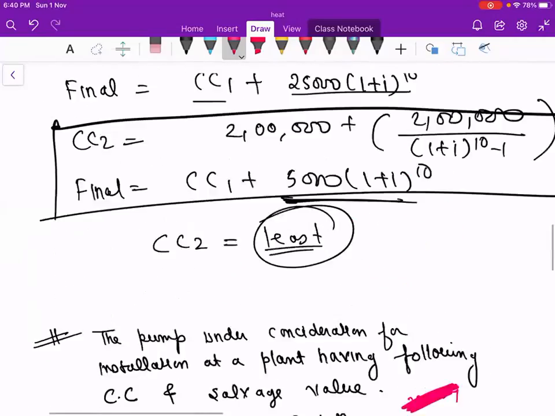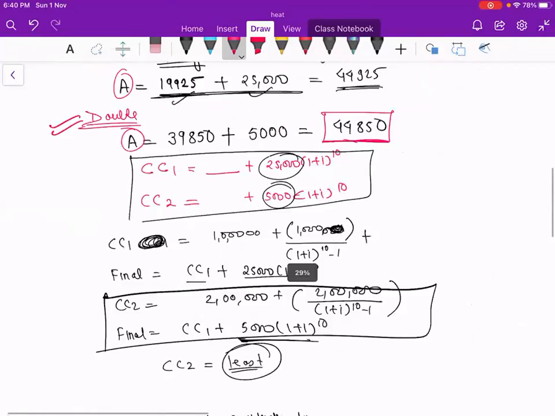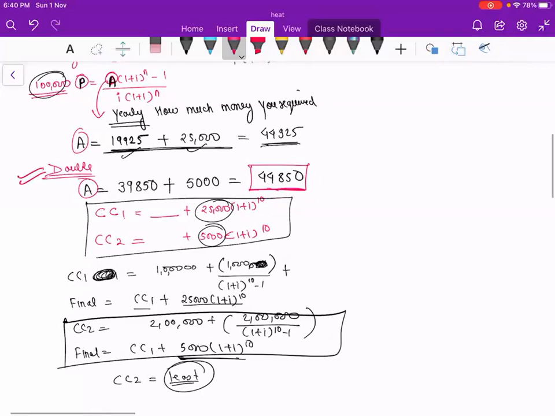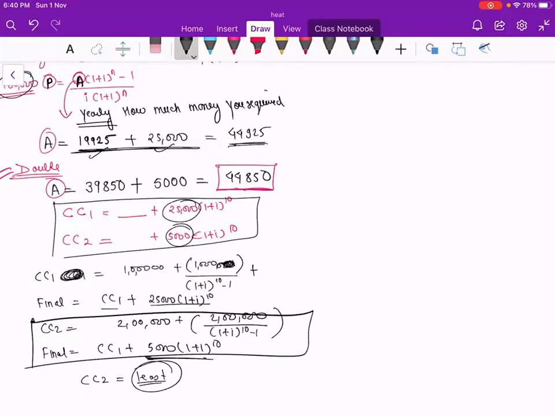Okay, some still have doubt in this CC question. I will explain once again. See here, I have given one method. In this, I have calculated the cost on a yearly basis. You can solve like this, or you can solve using the CC value.